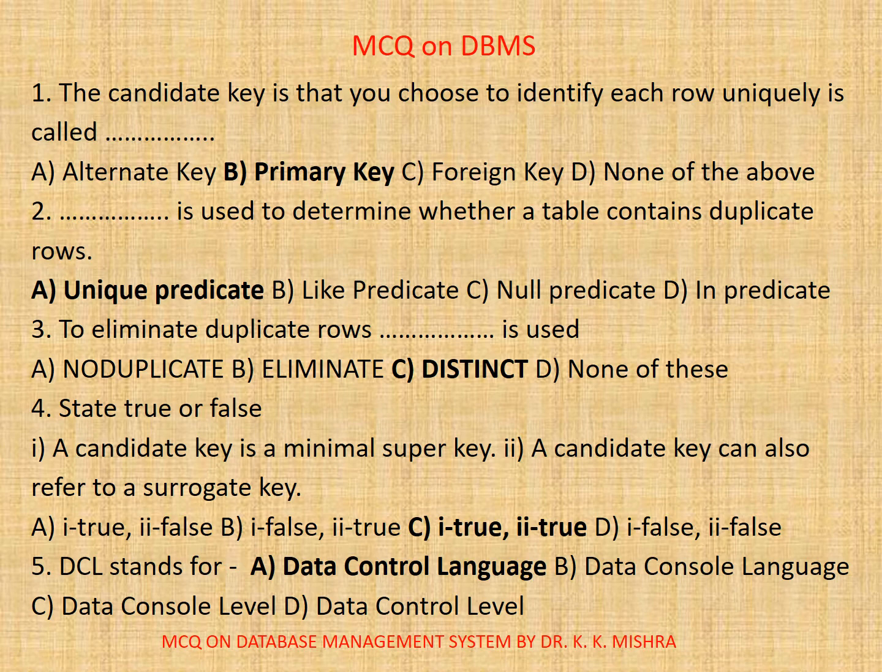Question number 3. To eliminate duplicate rows, dash is used. Options are A. Non-duplicate, B. Eliminate, C. Distinct, D. None of these. Correct option is C. Distinct.